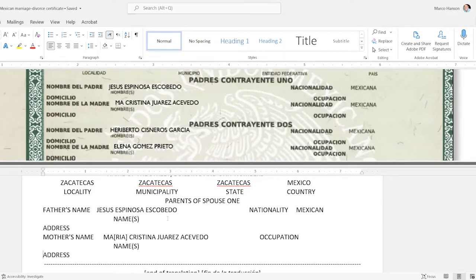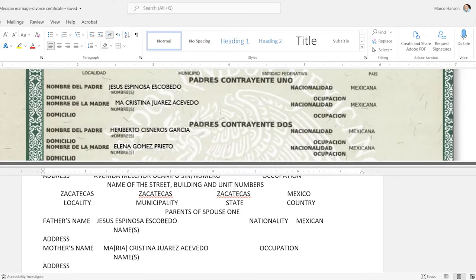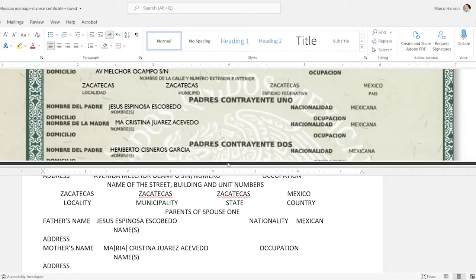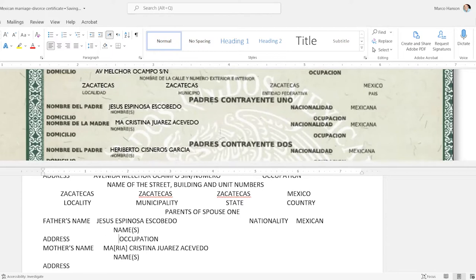Occupation. Okay, I think I'm missing somebody's occupation. Well, there's here, not one here. After domicilio on the father. Yeah, there are no occupations listed on parent one or parent of spouse one. Parents of spouse one, occupation. It's blank, but the word is there. Oh, you need it twice. Yeah, under nationality. So it's in the same line as domicilio, so that needs to go up. So I'll put this up here like this, space it over, más o menos, like it is in the original.